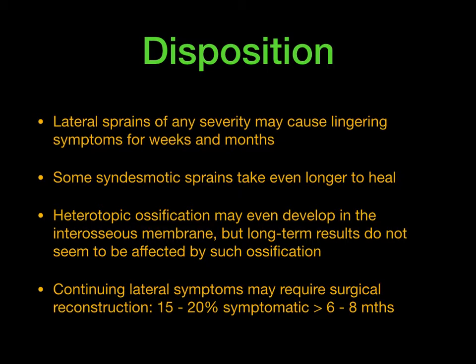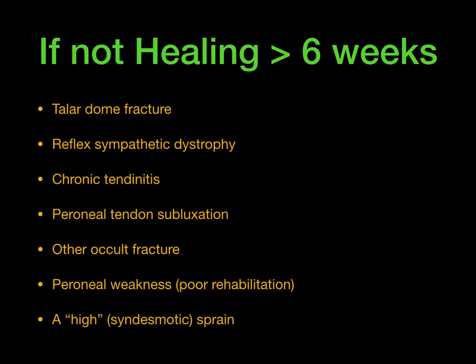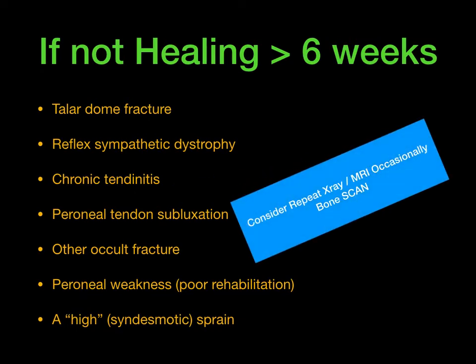If the symptoms persist, and they do in 15 to 20% of people beyond 6 to 8 months, they may require a surgical intervention. But if they are not healing for more than 6 weeks, we must consider other conditions like talar dome fractures, reflex sympathetic dystrophy, chronic tendinitis, peroneal tendon subluxation, other occult fractures, peroneal weakness, or a high sprain. And in that case, you must consider doing repeat x-rays, MRI, and occasionally a bone scan.